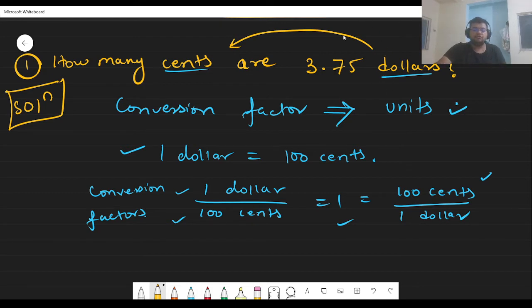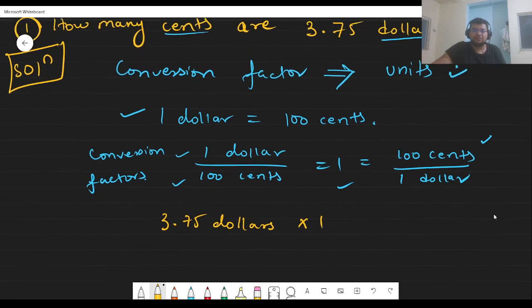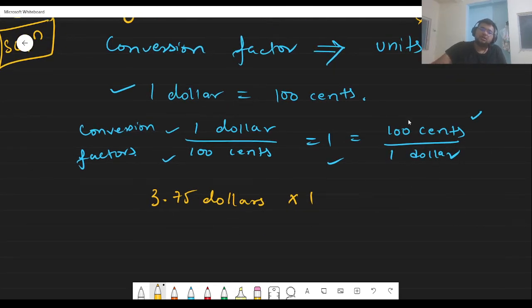The unit of the quantity which you are converting has to be removed. So if I write $3.75, can I say that it is already multiplied by 1? Yes or no? I can multiply 1 with anything. Now we know that 1 is a conversion factor, which is $1 upon 100 cents or 100 cents upon $1.